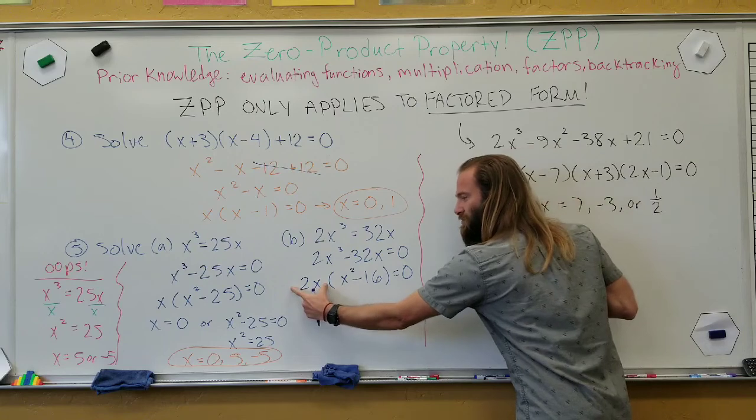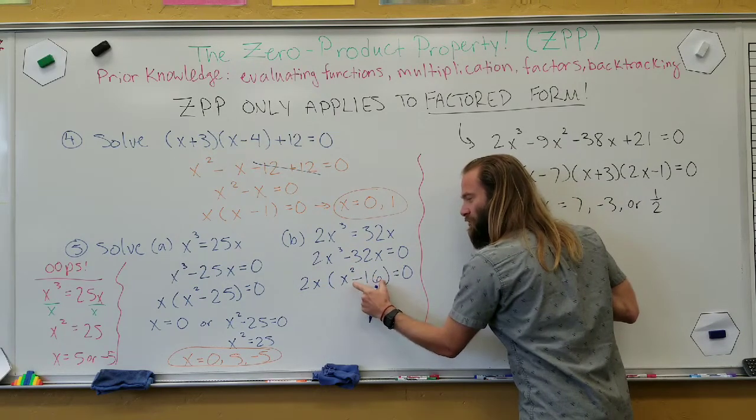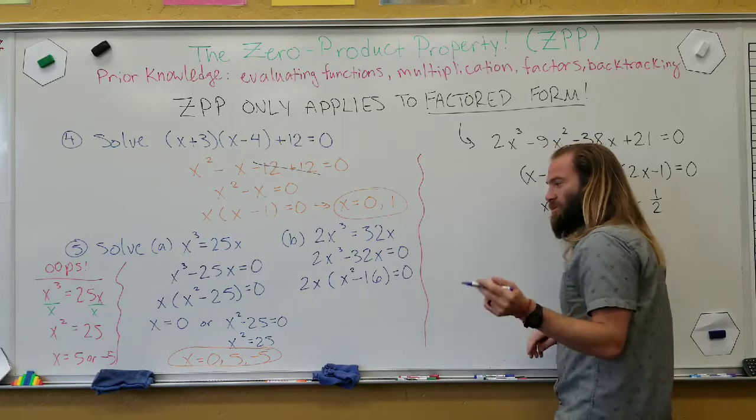Right? And again, think backwards. 2x times 16 is 32x. So minus makes minus.